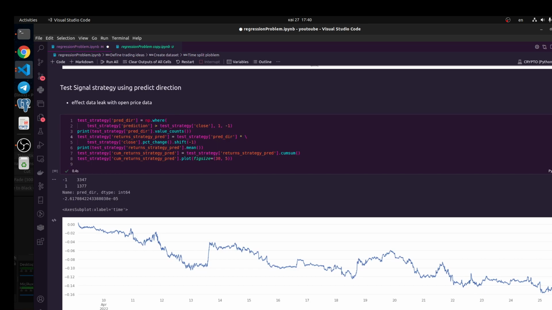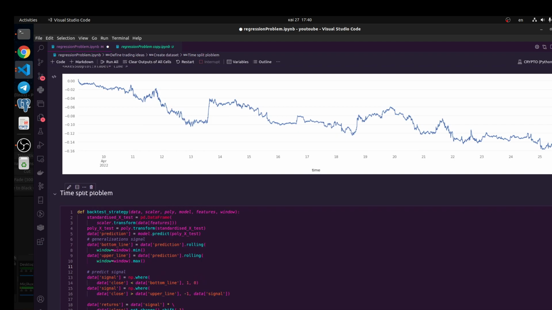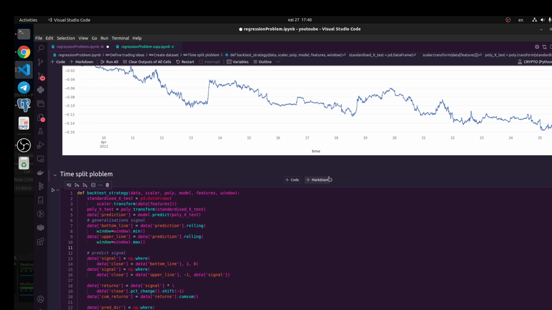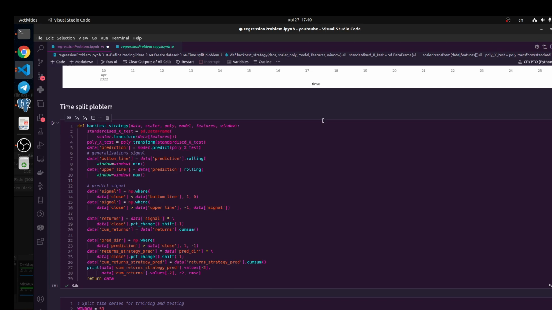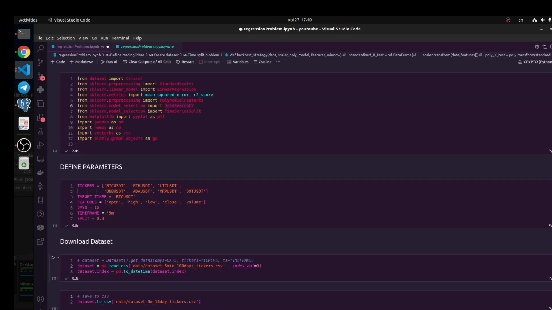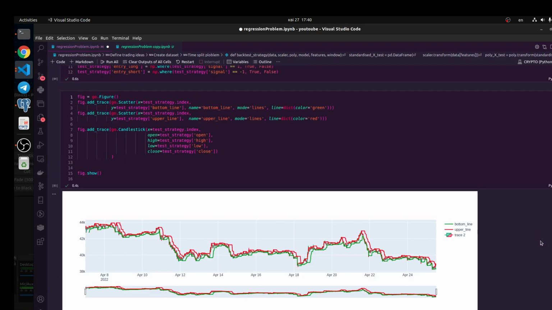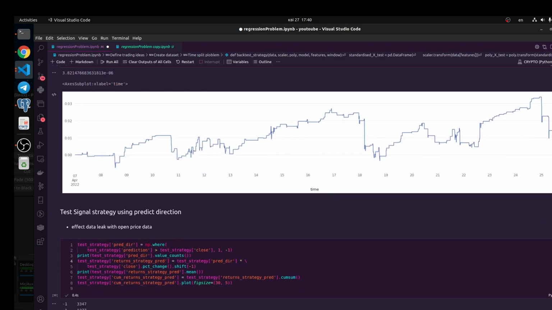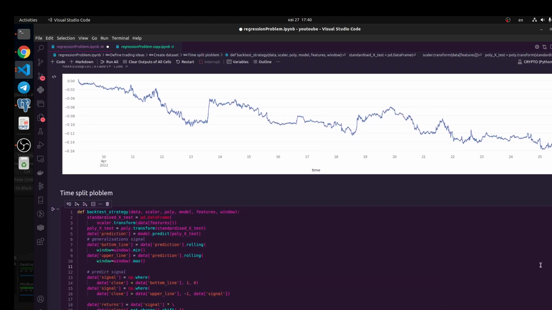Okay, but let's do some improvement. It would be a time split problem. We should split our data set correctly. It means we should avoid the overfitting problem, and to solve this problem we're going to use a class from the sklearn library. This is TimeSeriesSplit, and we are going to create a new function. It would be this backtest strategy.